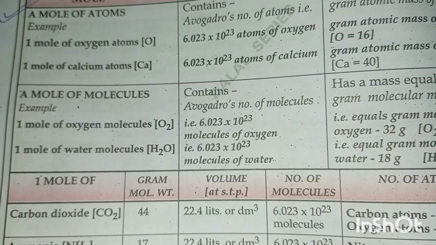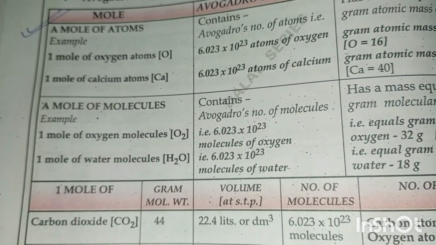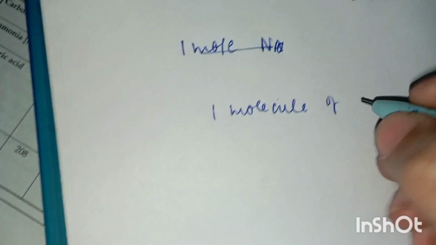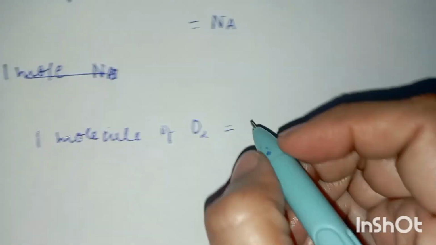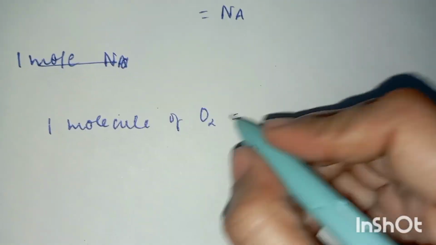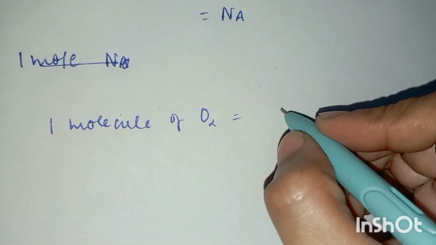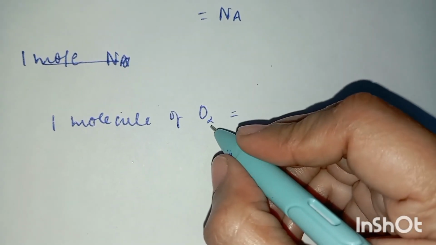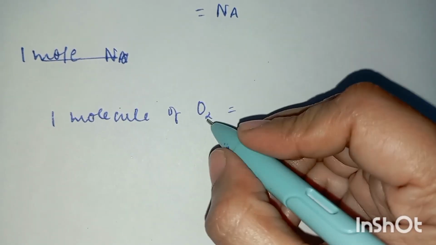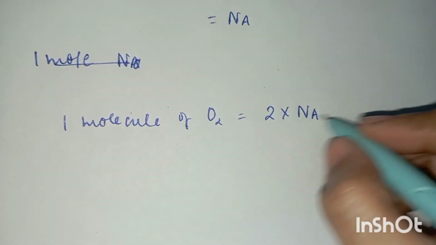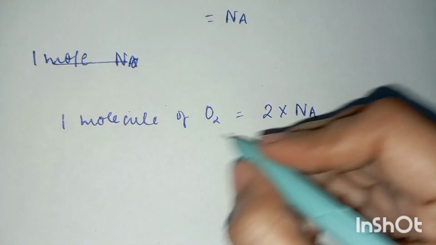Now 1 mole of oxygen molecule will contain how many oxygen atoms? You have to find the number of atoms that 1 molecule of oxygen contains. So you have to multiply Avogadro number with its atomicity. Now what is the atomicity of oxygen? In oxygen molecule, atomicity is equivalent to the number of atoms, and the number of atoms in 1 molecule of oxygen is 2. So 2 into Avogadro number, this many atoms will be present in 1 mole of oxygen molecules.